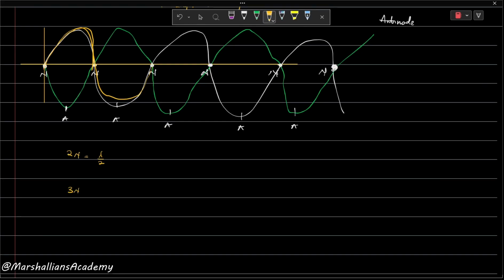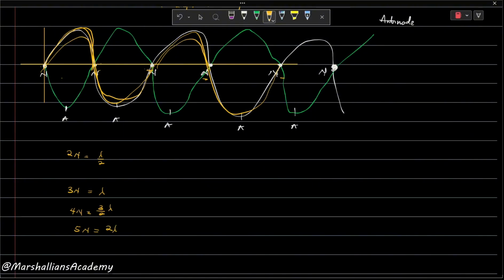3 nodes, 1, 2, 3, is 1 wavelength. 4 nodes, 1, 2, 3, 4. This is 1.5 wavelengths. 1.5 is 3 over 2, so 3 over 2 lambda. 5 nodes, that's 2 wavelengths. Let's do 1, 2, 3, 4, 5. If you trace it, this is 1 wavelength. This is another wavelength here. So that's 2 wavelengths.